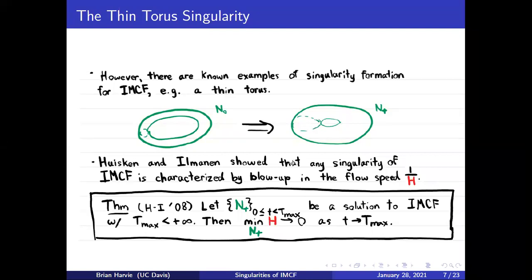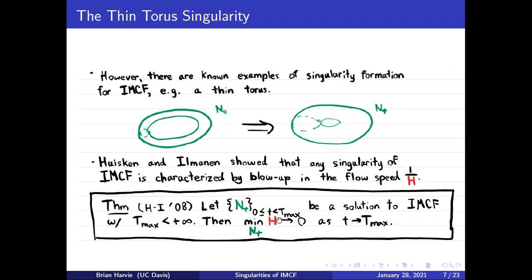So blow up in the flow speed 1 over H is actually a generic feature of every singularity for inverse mean curvature flow. So if you have a solution to inverse mean curvature flow, what Huisken and Ilmanen showed in 2008 was that the minimum value of the mean curvature is going to 0 as one approaches the singular time. So of course, for mean curvature flow, sort of the only obstacle to the flow existing forever is blow up in the total curvature. For inverse mean curvature flow, you have to worry about blow up in the total curvature or mean curvature going to 0. And what Huisken and Ilmanen showed is that if you do have blow up in the total curvature, you must also have mean curvature going to 0.